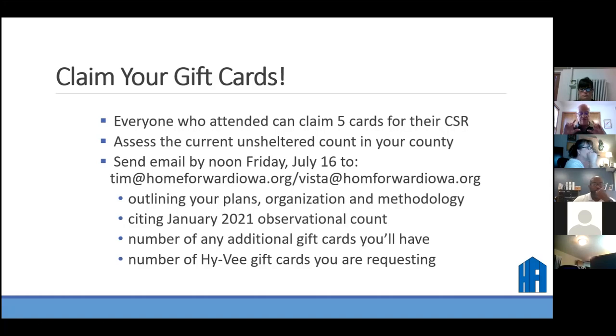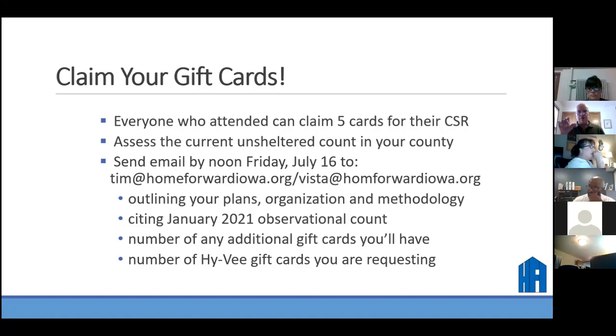There's a map that says 2020 point in time count, but it's really the 2021 point in time count. You can hover over the county and see how many people were found in the winter when we were doing the observational count. And again, most of Iowa, most of the time, you should be finding at least as many people in July as you did in January who were literally homeless.